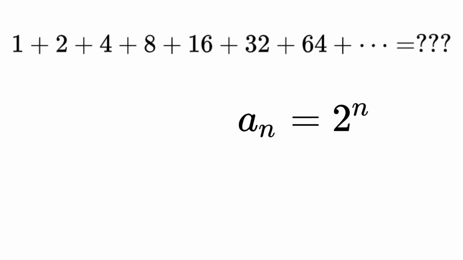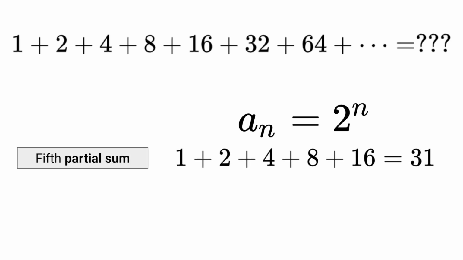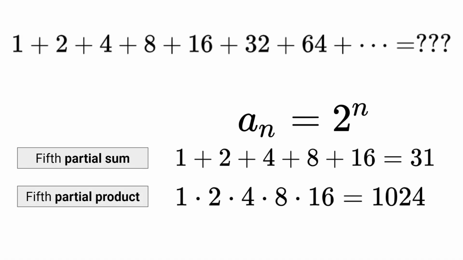For example, in the sequence given by f of n equals 2 to the nth, where n starts at 0, here's the sum of the first 5 terms and the product of the first 5 terms, called the fifth partial sum and the fifth partial product, respectively.